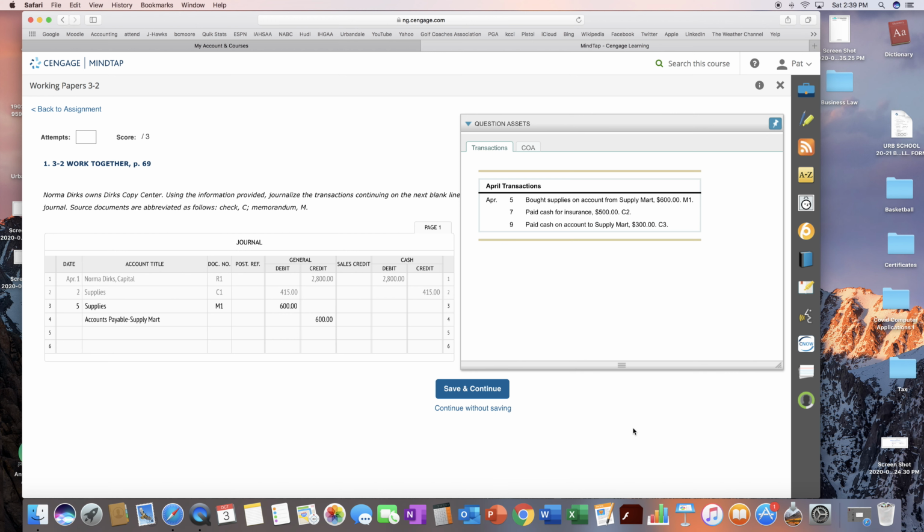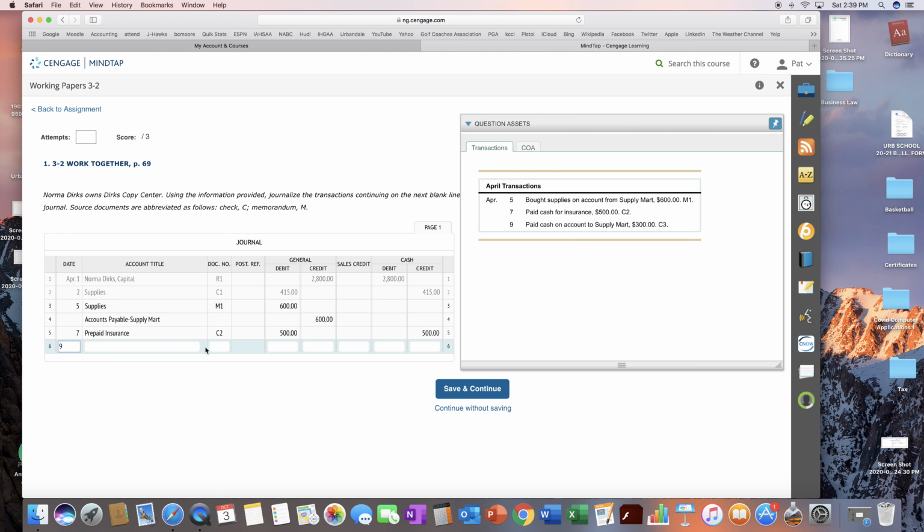When we do the second transaction, paid cash for insurance, we have the 7th as the date. Paid cash for insurance means we know we're going to be using cash credit to lower the asset cash, and we are going to be doing insurance. What we call paying insurance is called prepaid insurance. We're increasing the asset insurance for $500, and we're writing a check for that, which is the source document C2. We wrote a check earlier for supplies, now we're writing a check for insurance. Debit in the general is the account title, credit cash.